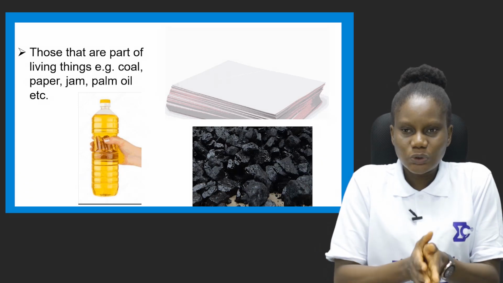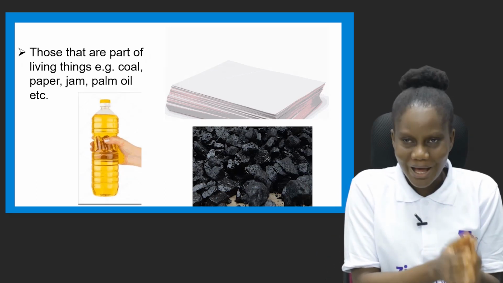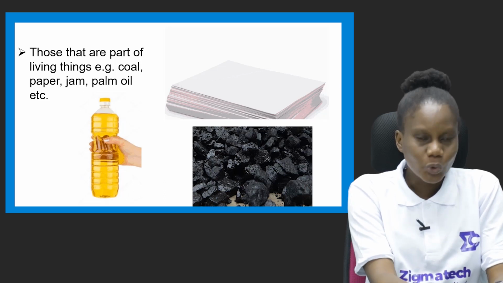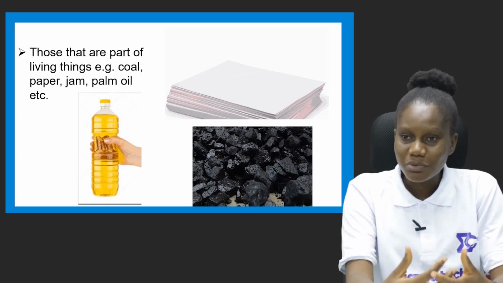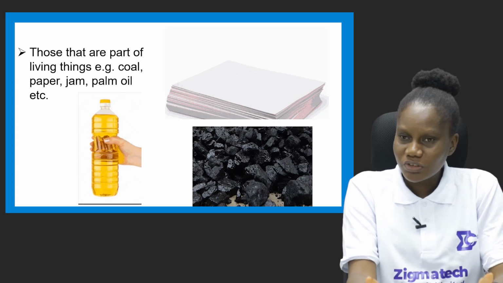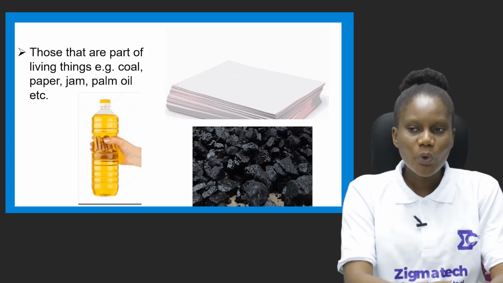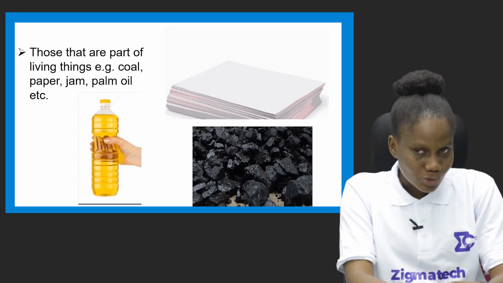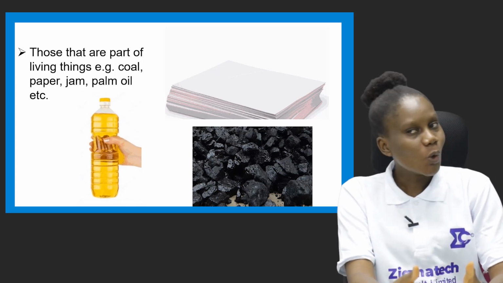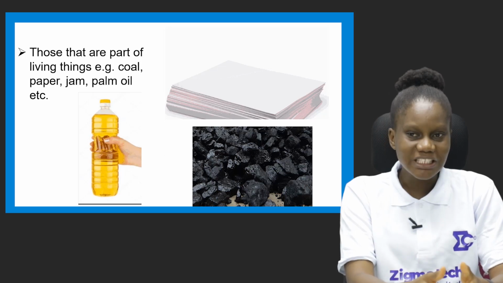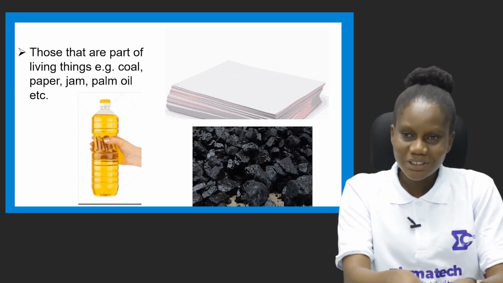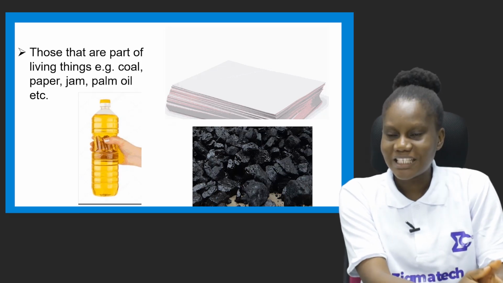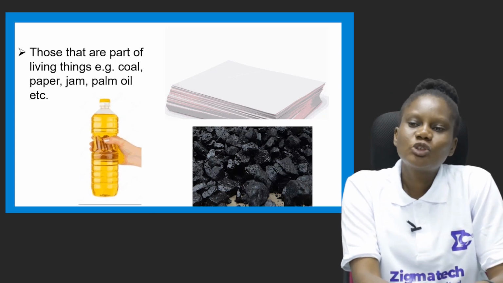So the next group that we have is those that are part of living things. That means these ones were previously part of living things. So for example, you have your coal, your charcoal. It was part of a living tree. When you fell your tree and it becomes dry, you have your wood, and when you burn your wood, you have your coals. So it was part of a living thing, and you can trace it. You can say the parents of coals are trees.